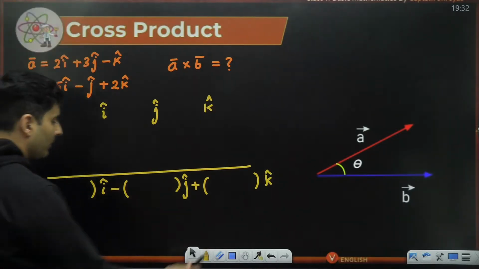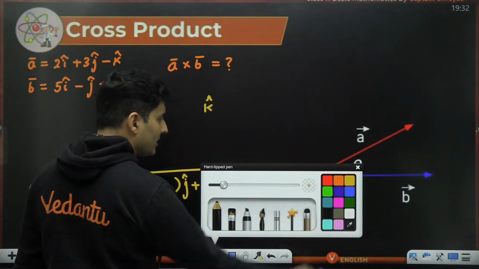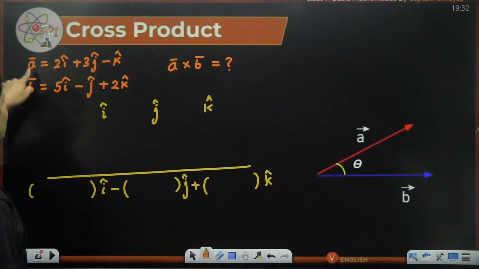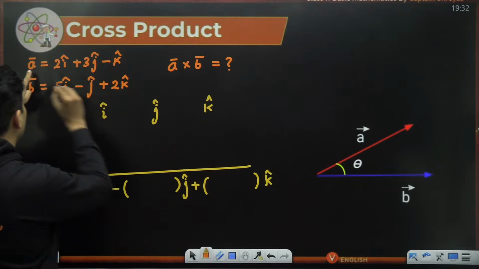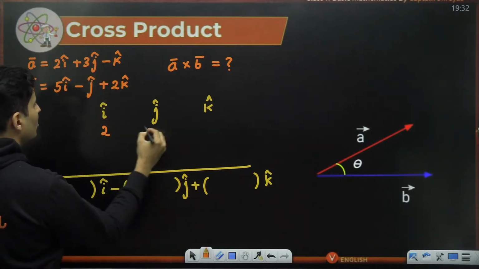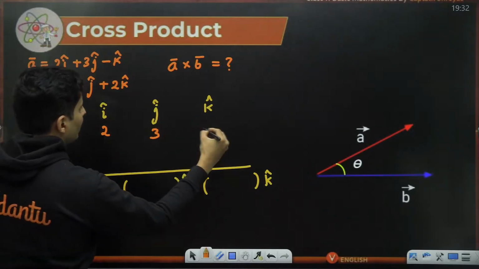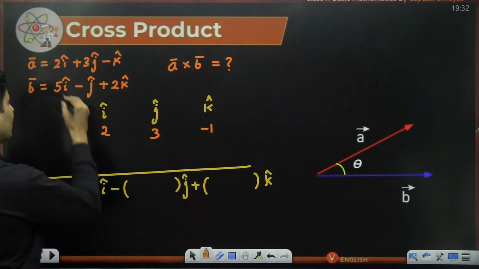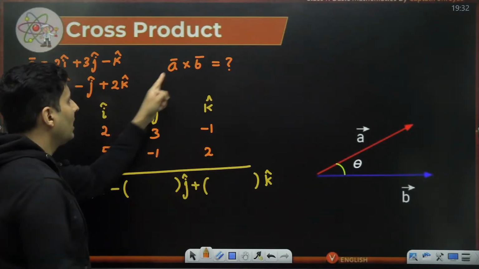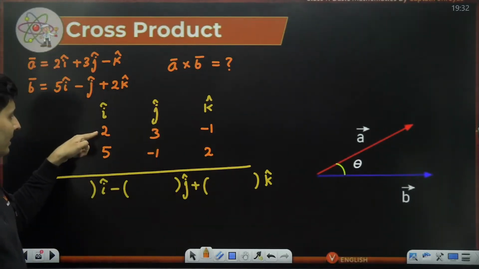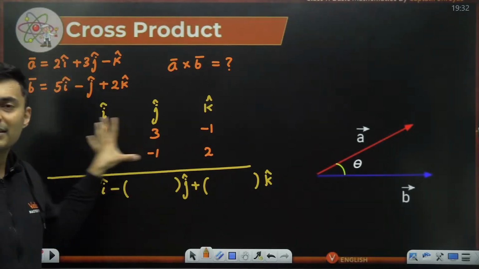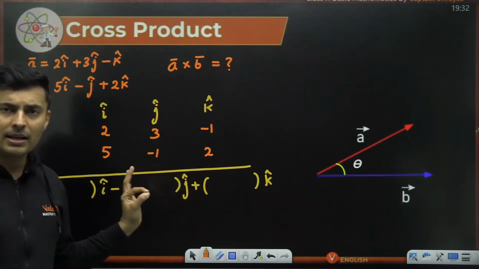Then, next step, just write down those numbers which are over here below I, j, and k. And in order, A cross B is asked. So first A, 2, 3, and minus 1. So I cap is 2, J cap is 3, K cap is minus 1. Then comes B. So that will be 5, then minus 1, and then 2. If it was B cross A, then B will come in the first line, then A will come in the last line. Okay, this is the second step. Everybody clear till this point?